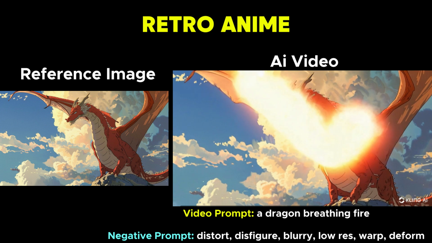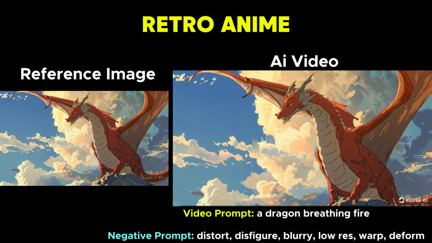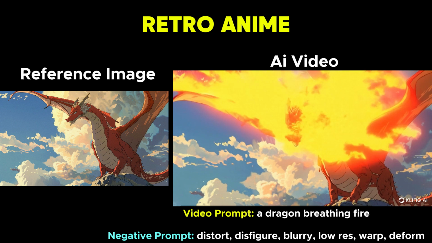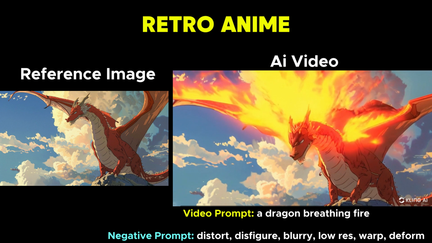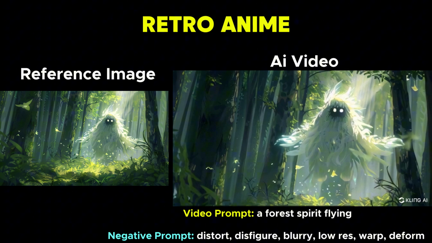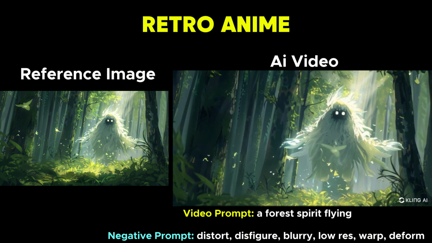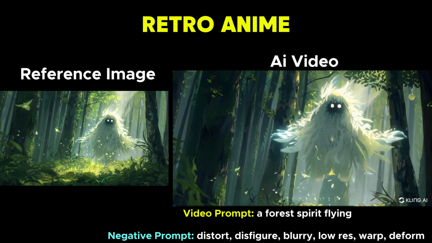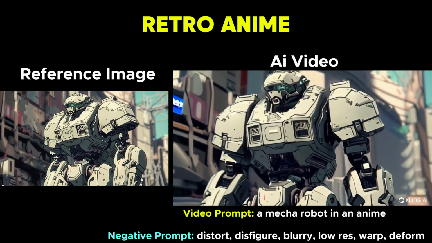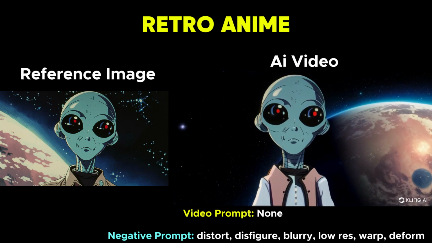I asked for this dragon to breathe fire. It creates a bright, fiery explosion that's not exactly what I expected. I wanted fire to come out of its mouth. I was pretty happy with how this flying forest spirit turned out. There are some particles flying around in the environment, and the shape and the details of the spirit stay consistent. Overall, I think AI anime animations still have some ways to go, but Kling is better than a lot of other alternatives out there.